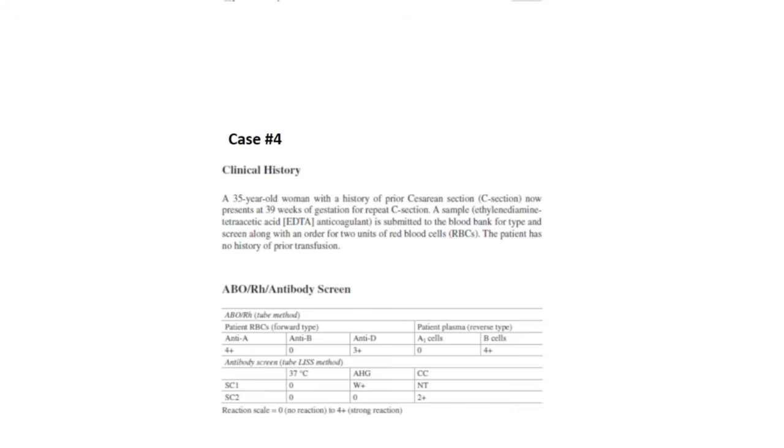So what is the relevant clinical history here? So the patient has a history of prior C-section, is here at 39 weeks for a repeat C-section, and the patient has no history of any prior transfusions. Correct. So she's basically at term pregnancy. The point about the repeat C-section is she may have a little bit of scarring, which can engender a little bit more bleeding and risk for transfusion. So they are asking for 2 units of red cells.